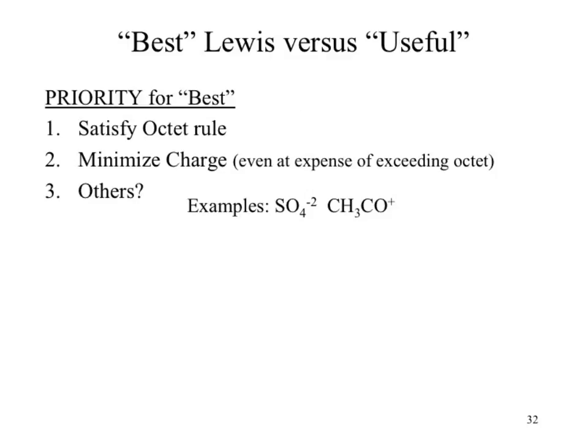Here's our big summary on best Lewis versus useful. Your priority for best, which is what you're always being asked to do, and this applies to resonance structures as well: satisfy your octet rule first. Once your octet rule is satisfied, then you can go through and try to minimize charge. Okay? And you can minimize charge at the expense of exceeding the octet.